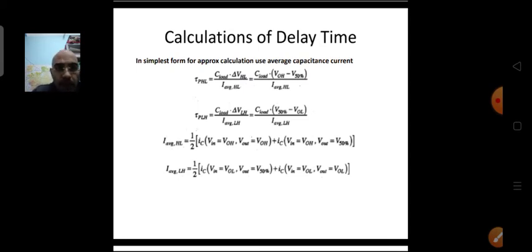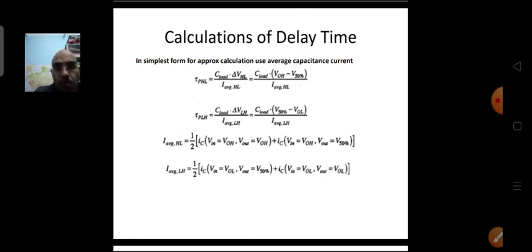So you see our basic formula of capacitance. We know that Q is equal to CV, and Q is nothing but I into tau. Okay, so Q is current times time. How do you define current?